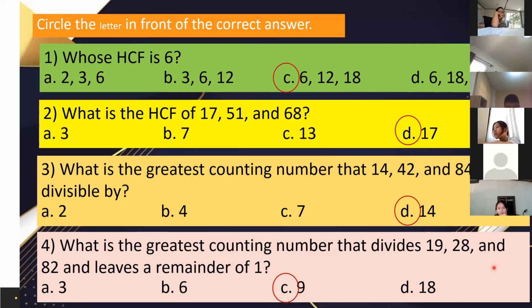Okay? Because when we multiply by 9, 9 times 2 is 18. So there's this 1. 9 times 3, 27. So there is 1 remainder. And 82 divided by 9 is 9, 81. So there is remainder 1. Okay?